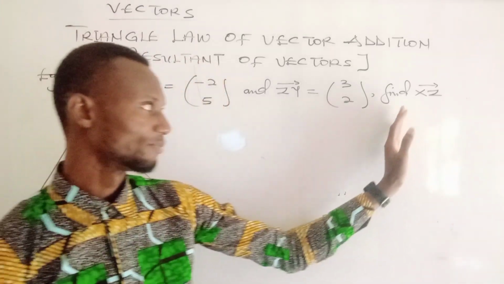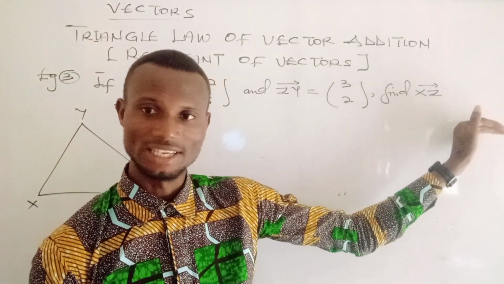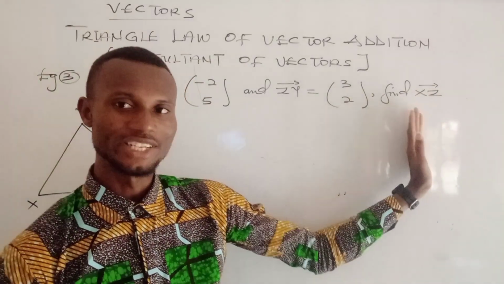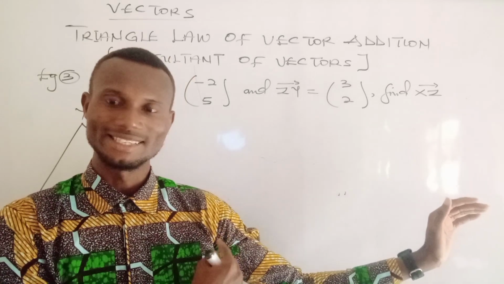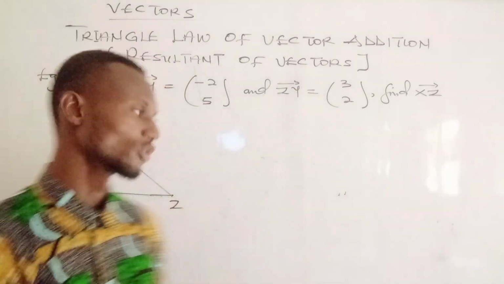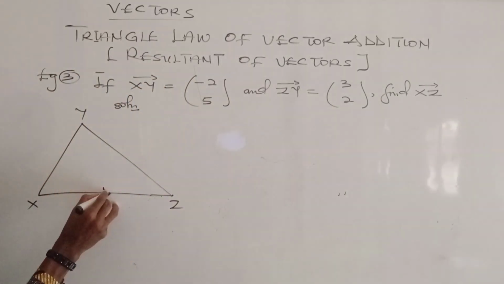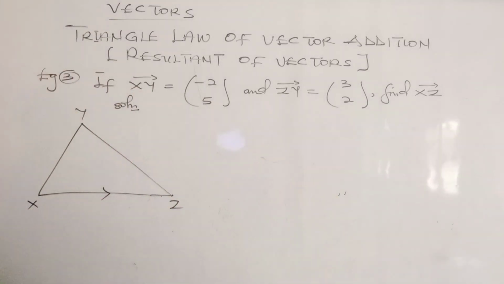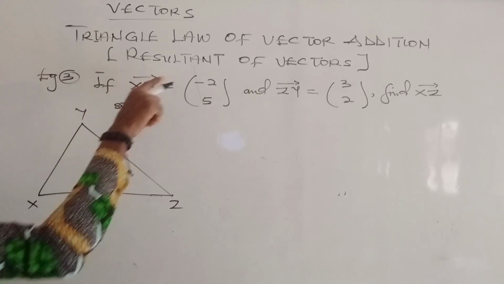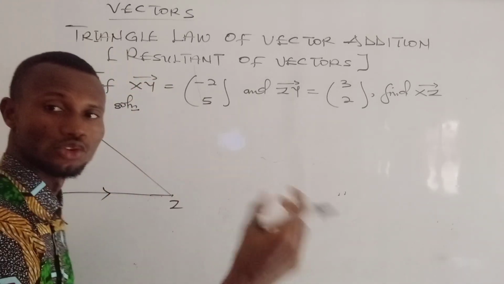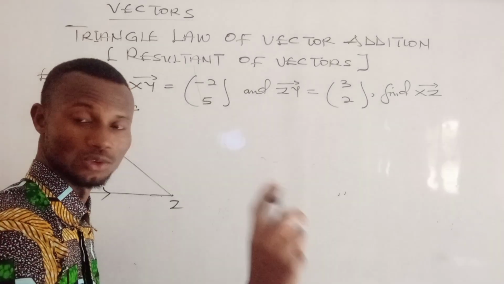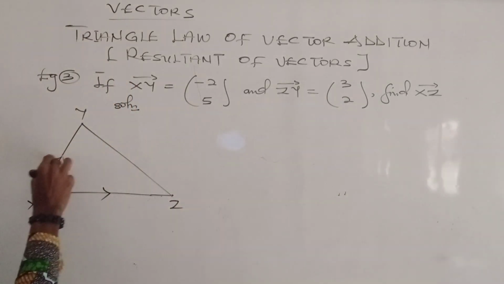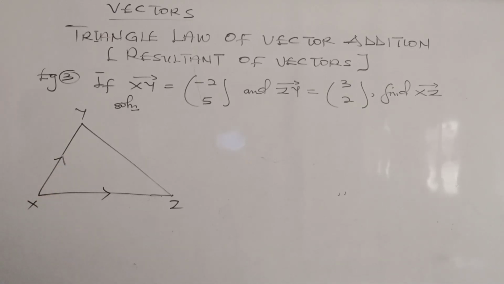So now let's start with the vector SZ given. You can see that you are moving from point S to point Z. So the arrow is pointing towards Z. So we'll do exactly the same thing on the triangle. So the arrow will point towards Z, moving from S to Z. I hope you understand. Now let's come to vector SY. You can see that you are moving from S to Y. So the arrow will point towards Y. Okay, so moving from S, the arrow will point towards Y like this. And I hope you understand and you agree with me.